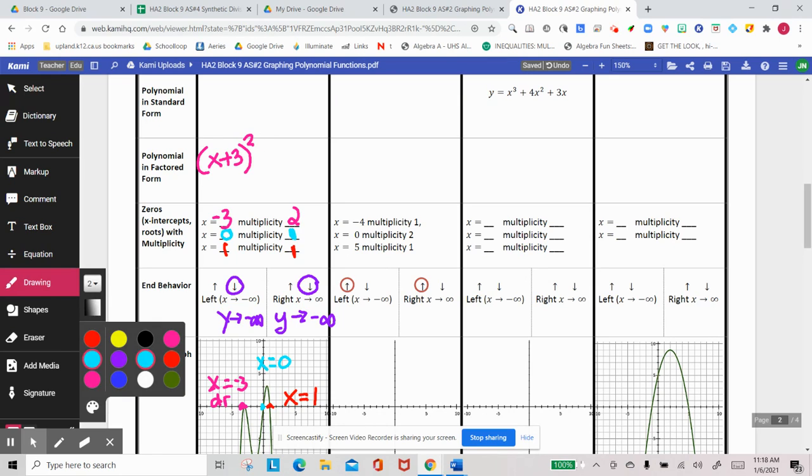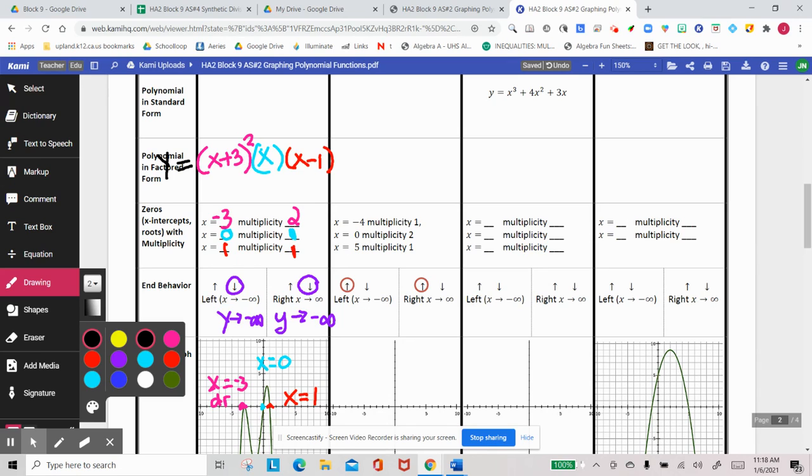X equals 0, so you have x. And x equals 1, so our factor is x minus 1. And again, I only have one of them. Now, you always want to make sure that you put either y equals or f of x equals so that you know that this is a function or an equation. And then I want to write this in standard form. So standard form means I just multiply this together again.